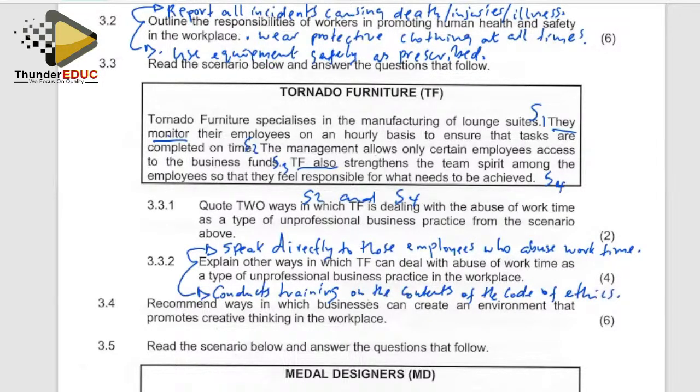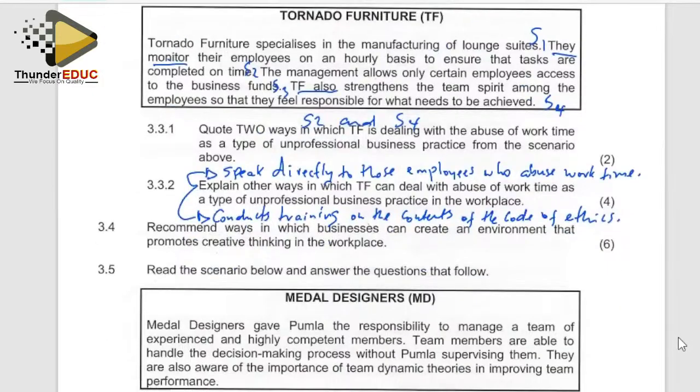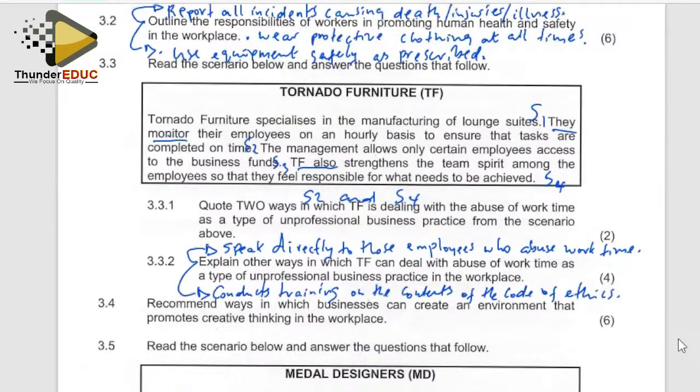Okay, right. So now let's move on to 3.4. So 3.4 reads as follows. Recommend ways in which businesses can create an environment that promotes creative thinking at the workplace. Okay, right. So for businesses to create an environment that is conducive for creative thinking, it should encourage alternative ways of doing things, encourage staff to come up with new ideas, also respond enthusiastically to all ideas, and never let anyone feel less important.